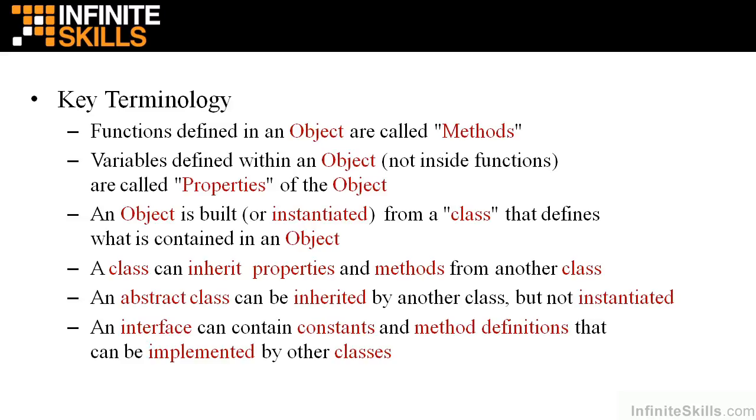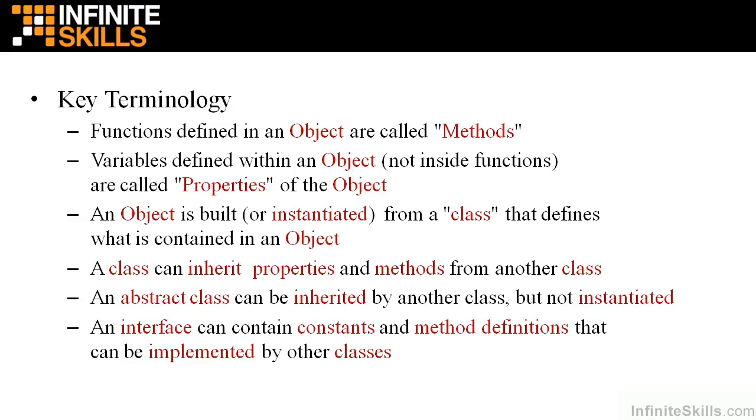Variables can be defined within an object and not inside a function. Those variables are called properties of an object. Sometimes they're called attributes, and there are a few other synonyms, but conceptually they're properties of the object. An object is built based on something. It's built, or the key word here is instantiated, from a class.